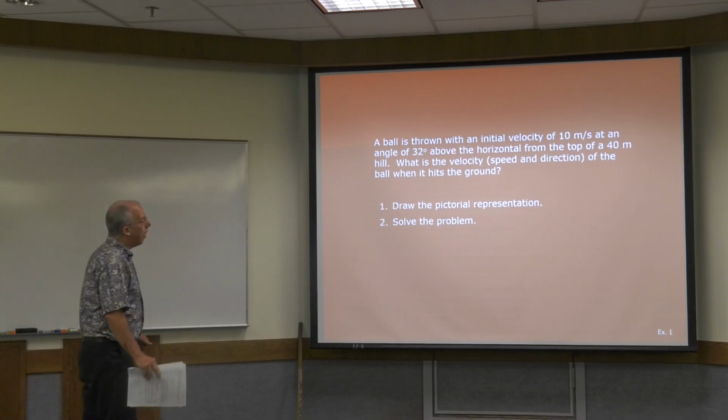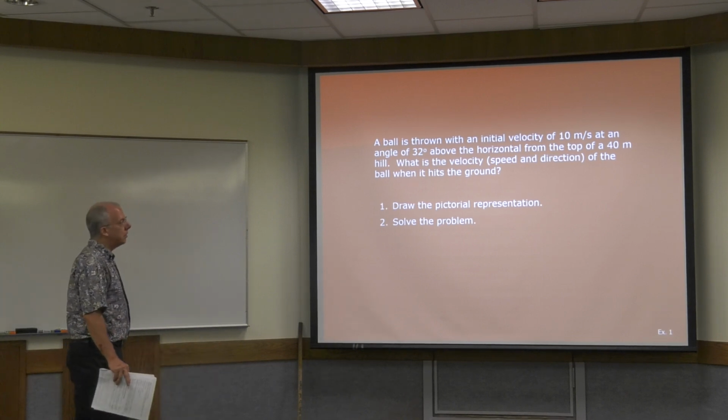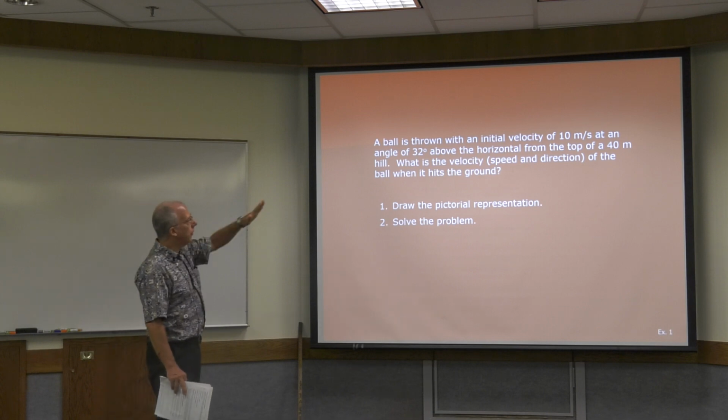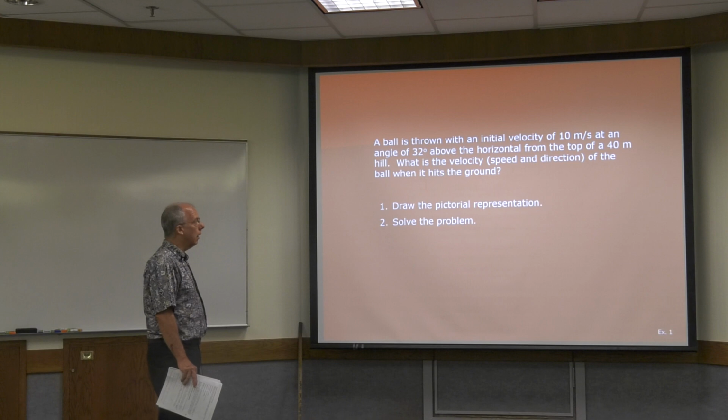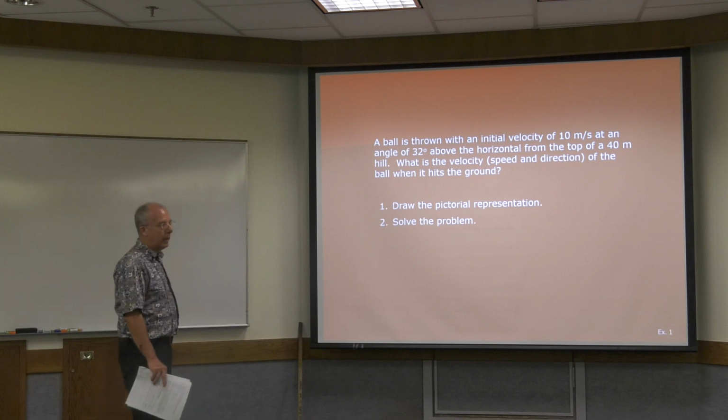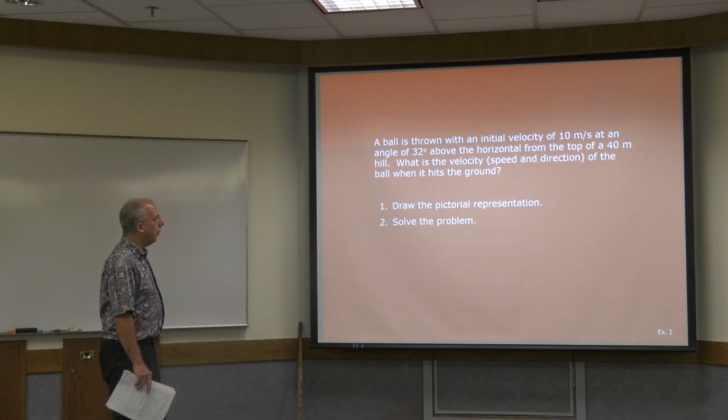A ball is thrown with an initial velocity of 10 meters per second at an angle of 32 degrees above the horizontal from the top of a 40-meter hill. What is the velocity, speed, and direction of the ball when it hits the ground?